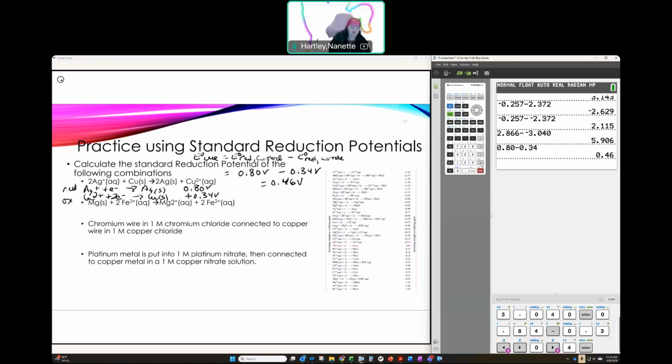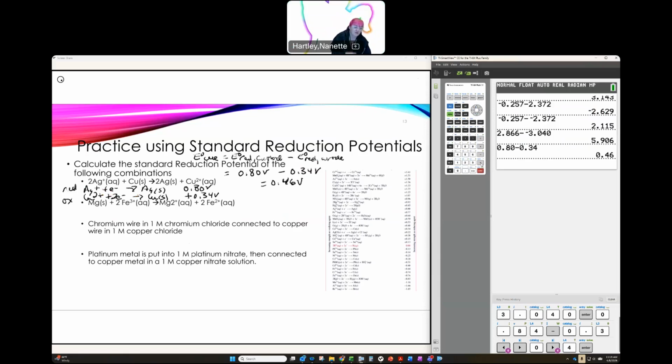And all we had to do was look up those two half reactions. Because I don't have to worry about the stoichiometry, it doesn't matter that this is only one electron and this is 2 electrons. I don't change this value when I use it. So I actually ignored that. I just make sure that I have them in the right direction. So I know which one is the reduction for the cathode and which one is the reduction for the anode. That's all that matters.